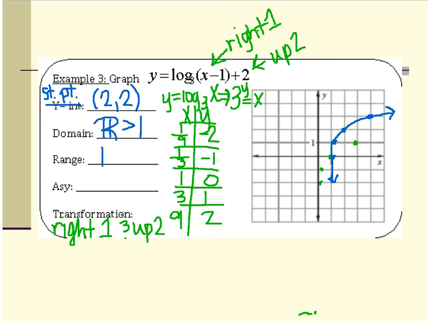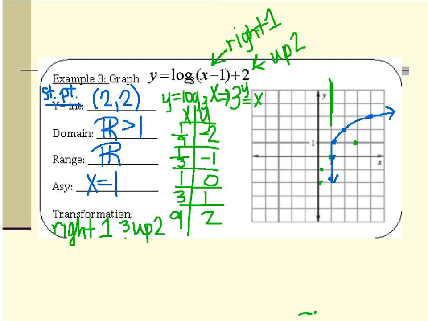Our range is all real numbers. We could plug in any y value we wanted to. Our asymptote is going to be the line x equals 1 because our whole graph moved over 1. And let's draw that asymptote right in here. So my asymptote is right here.